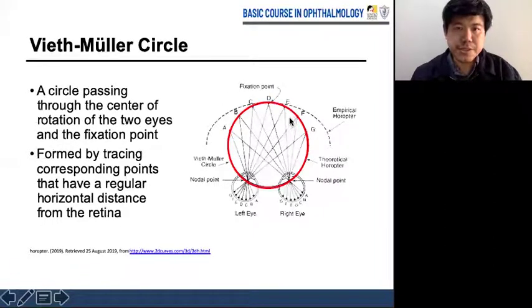So the Vieth-Müller circle, which is colored here, the red circle, is a theoretical and geometrical circle. It is a circle formed when all corresponding points with regular horizontal distance from the retina are traced. Okay, so as you can see here, points A, B, C, D, E, F, G, and then it goes around as well. So the circle passes through the center of rotation of the two eyes, this area or the nodal points, and the fixation point, which is here, point D. The circle becomes smaller as the point of fixation gets nearer.